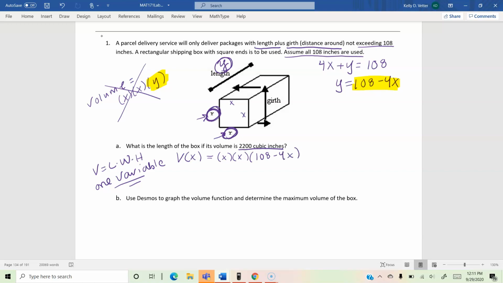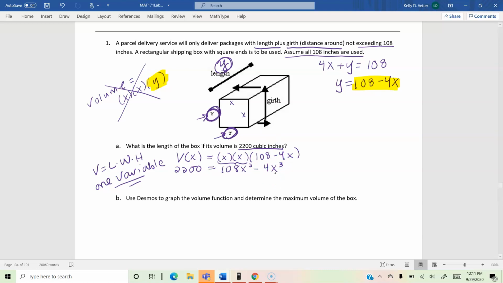And we're going to have our x times our 108 minus 4x. Length times width times height. And it really doesn't matter which one you're considering length, width, and height. You just have to make sure you're multiplying the three dimensions together. And they give us a specific volume of 2,200, so we'll put that in. And then you can think of this as being an x squared, and I'm going to go ahead and distribute that x squared. So I'll have 108x squared minus 4x cubed. Now what we have is an equation, obviously, and it has a degree of 3, right? Your highest exponent here is 3.